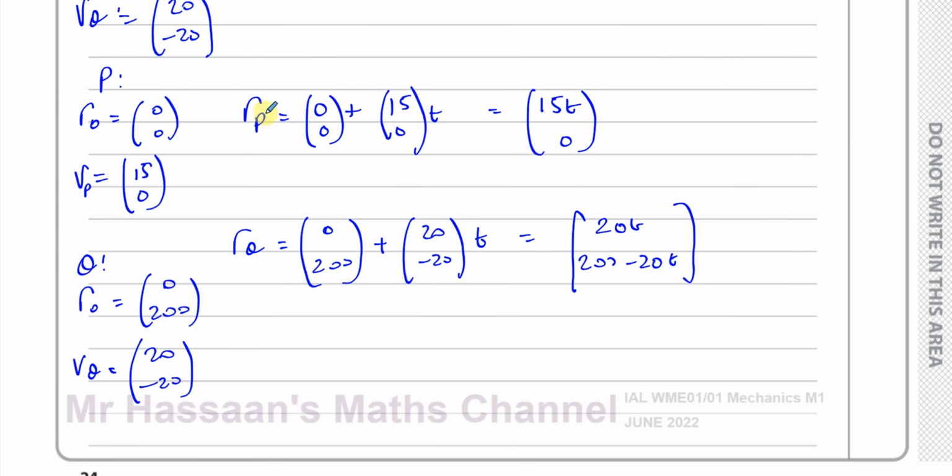So this is the position vector of P. So this is the vector P, basically. We can call that the vector P and the vector Q.